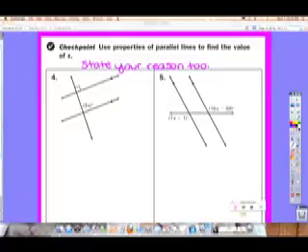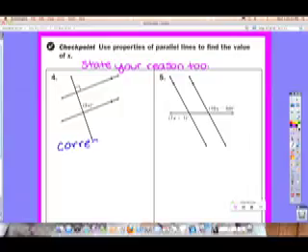Okay, Lauren, what did you do for this one? Well, 3x is corresponding to the right angle. Nicely done. She said 3x is corresponding to the right angle. Perfect. So Lauren, give me the setup. So 3x is equal to 90 degrees. Perfect. So tell me how you solved it. I just divided by 3. That's it. Not too bad. Divide by 3 on both sides. x equals 30, right? Yep.